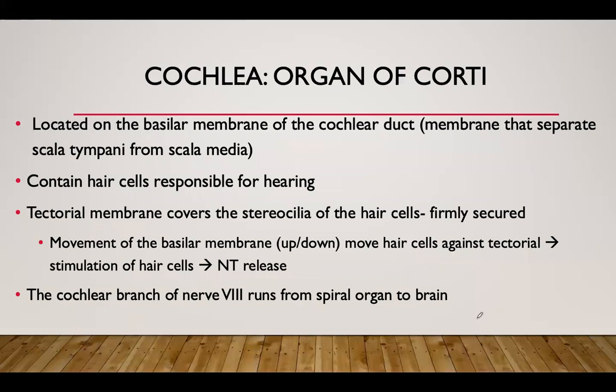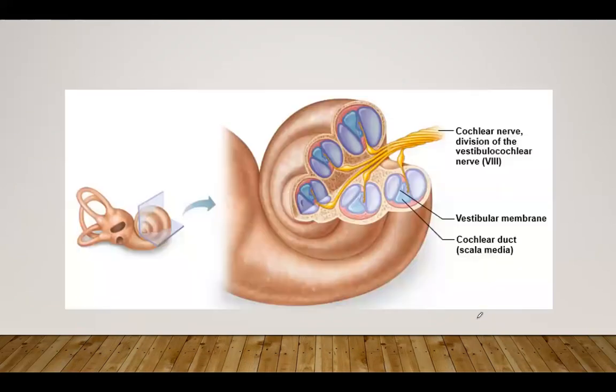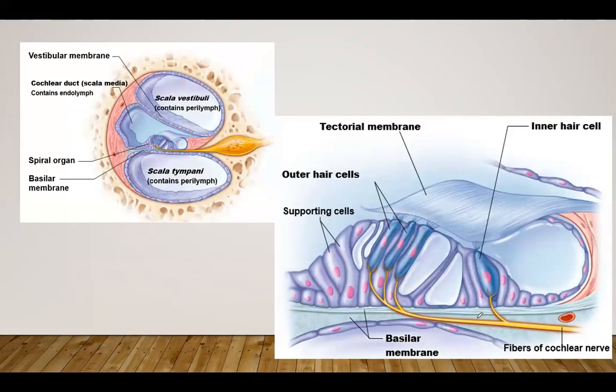So organ of Corti, which is basically sitting inside your cochlear duct. It sits on a membrane called the basilar membrane. And the basilar membrane is the membrane that is separating the scala tympani from your cochlear duct, or from your scala media. So you guys may get confused, so let me show you a picture.